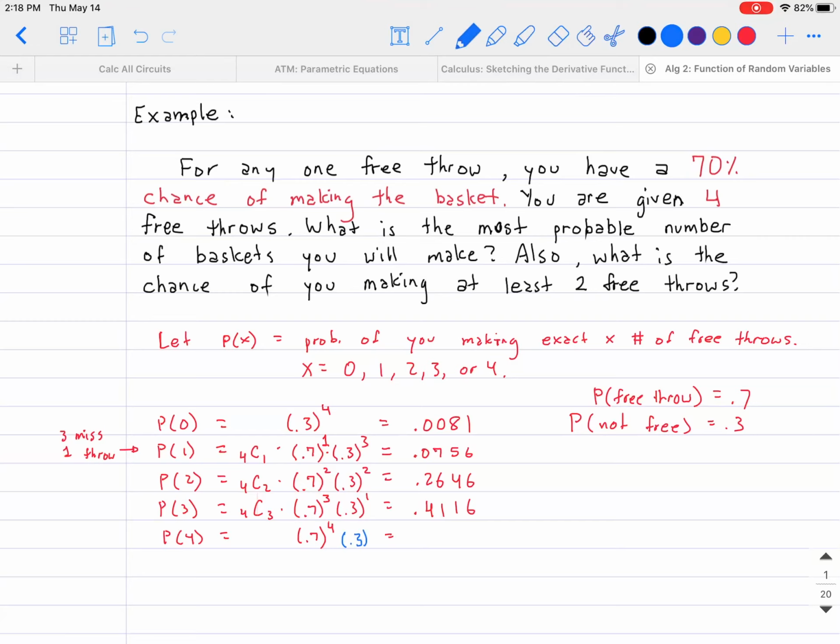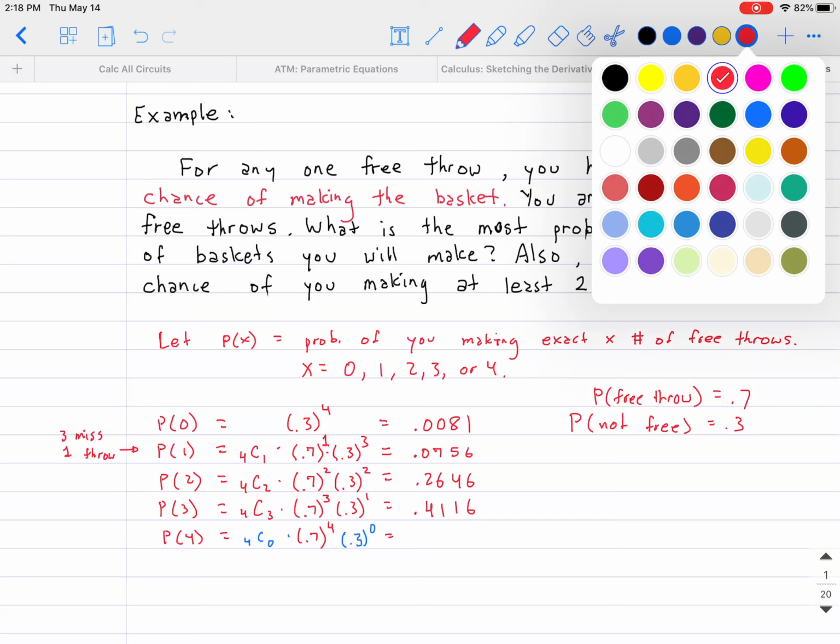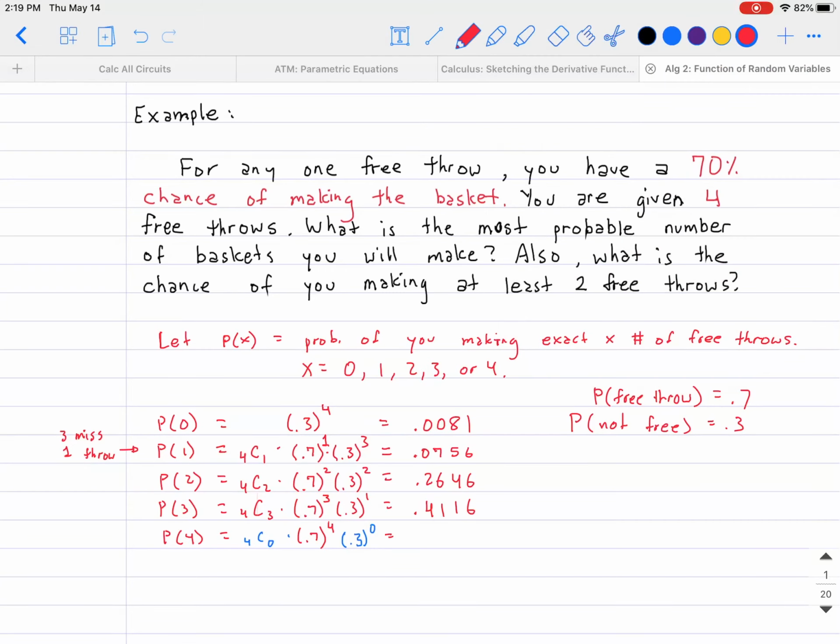0.3 raised to the 0 power and 4C0. Now, those are each equal to 1, and that's the reason why we don't normally write it. But if you want to see it that way, that totally works too. So looking at our last one, 0.7 raised to the fourth, and then this is to the 0, and this is to the 0. This is going to give us 0.2401. Okay, so there it is.